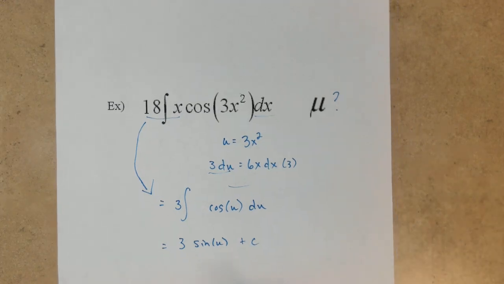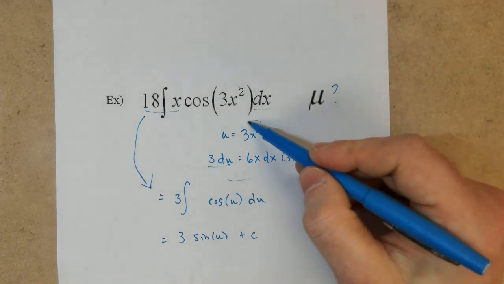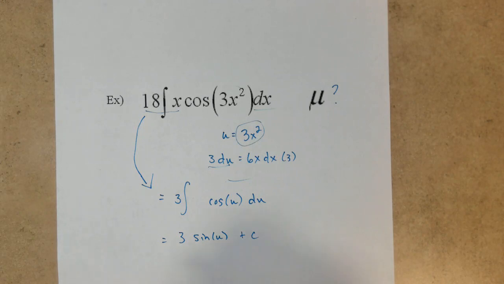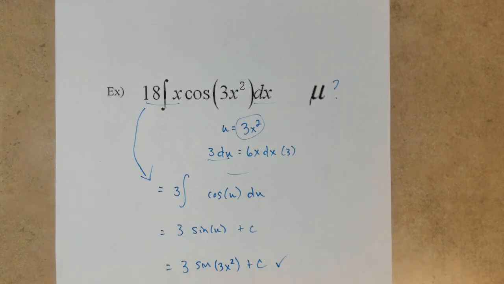But just like the last example, we don't want u to be left in our equation. So we're going to plug in what u was in terms of, which was the 3x squared. So this is going to be 3 sine of 3x squared plus c. And that is my final antiderivative. Let's try another one.